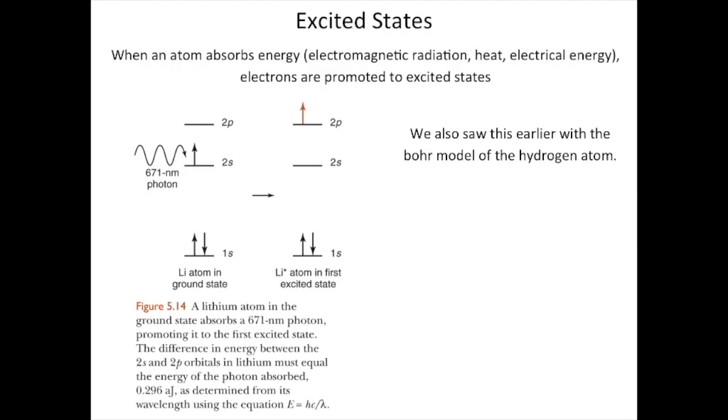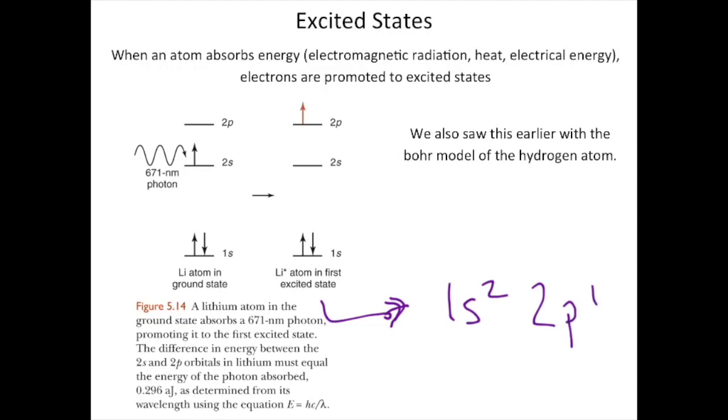Okay, so in this case, the lithium atom in the ground state on the left, if it absorbs a photon of the energy associated with 671 nanometers light, then it'll promote this high energy electron to an even higher state. This is called an excited state on the right. And you can write the electron configuration for this if you want. You can say in the excited state, the electron configuration is 1s2, 2p1 in the first excited state.